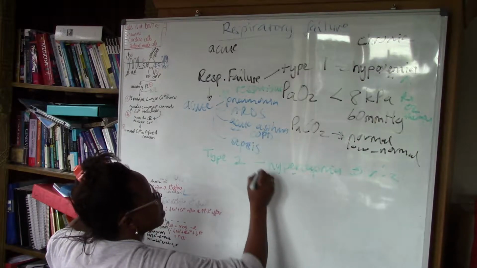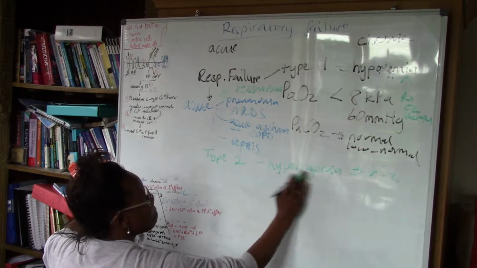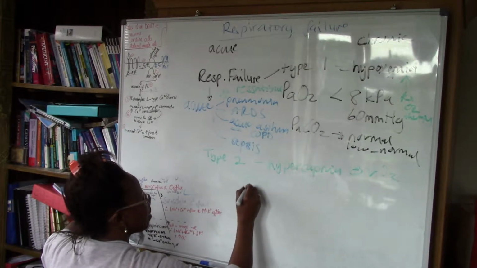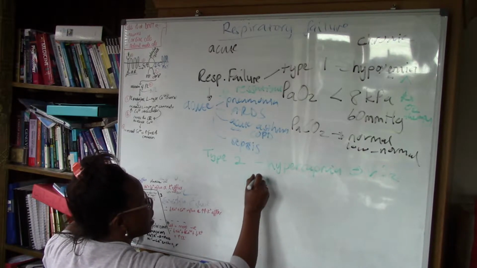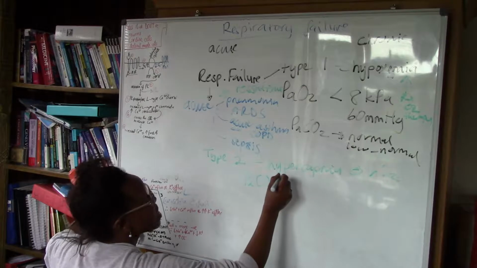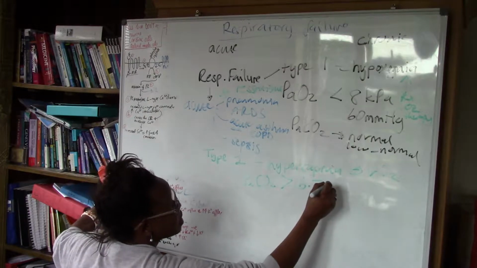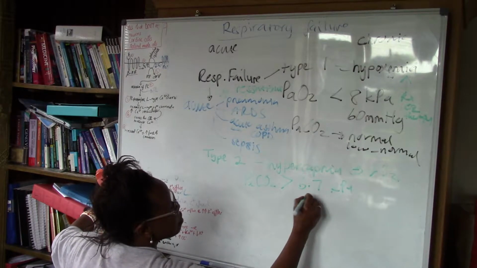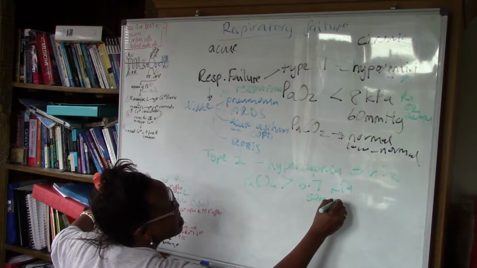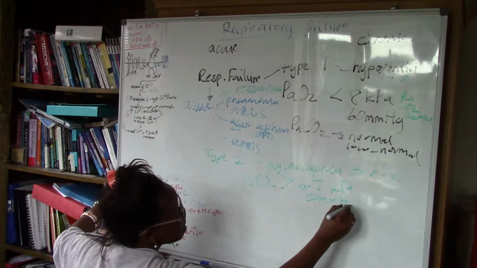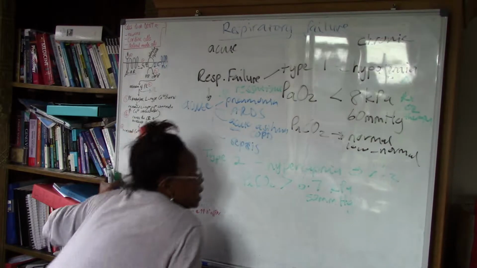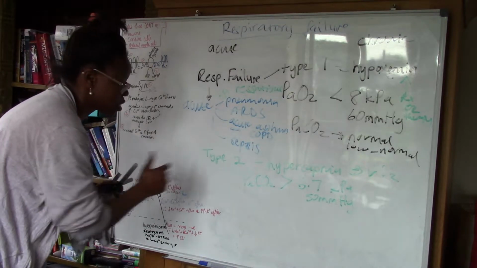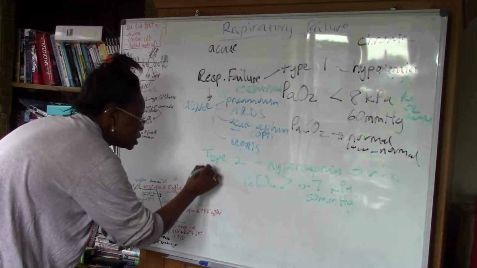by the fact that there is increased CO2. So the increased CO2 here is a partial pressure of arterial carbon dioxide that is greater than 6.7 kilopascals, or obviously this will be 50 millimeters of mercury. And people who normally get type 2 respiratory failure are people with COPD.